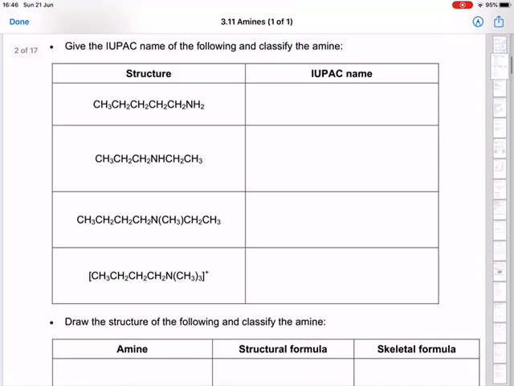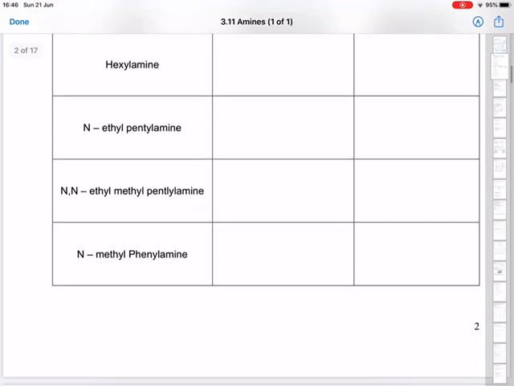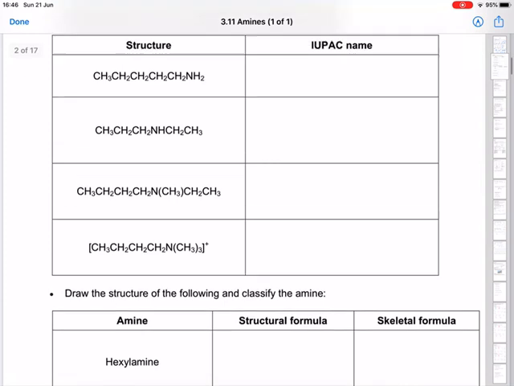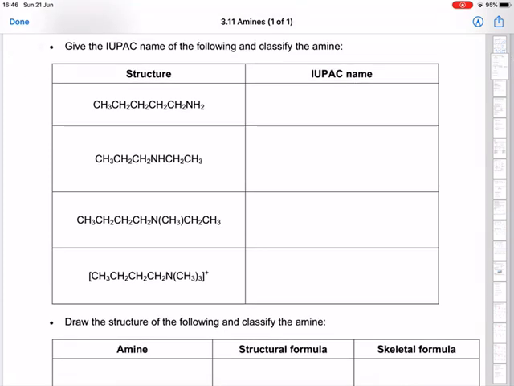So have a go at the naming and the drawing of the structures on here. Pause the video now while you do it, and then come back to it. We'll press play once you've done it and you can check your answers off, because I'm going to do that now.